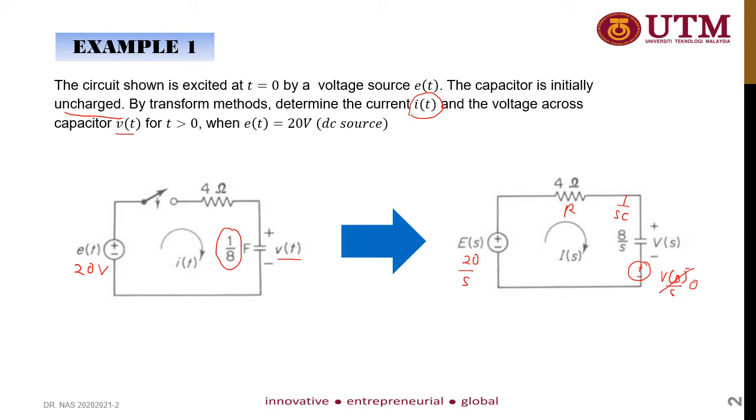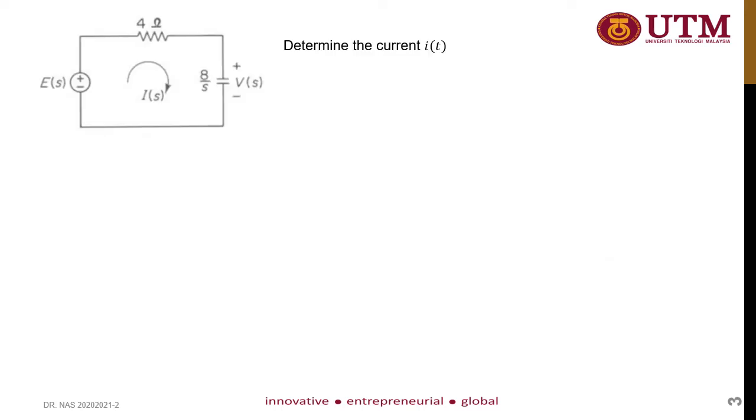So we can just simplify the circuit without having any additional source. Okay, so we can remove this additional source. Then don't forget to convert the i as well. So i(t) becomes I(s) in the S-domain circuit. Okay, let's determine the current i(t).